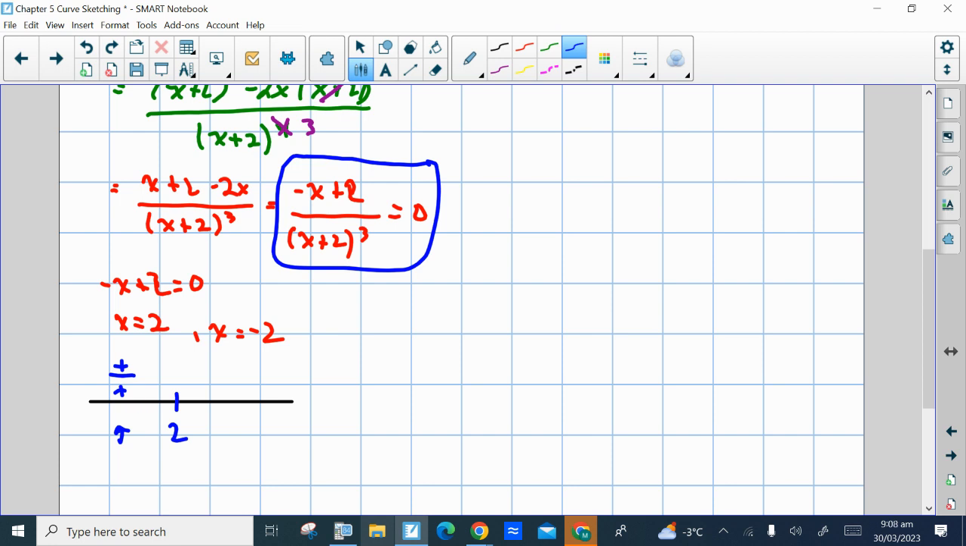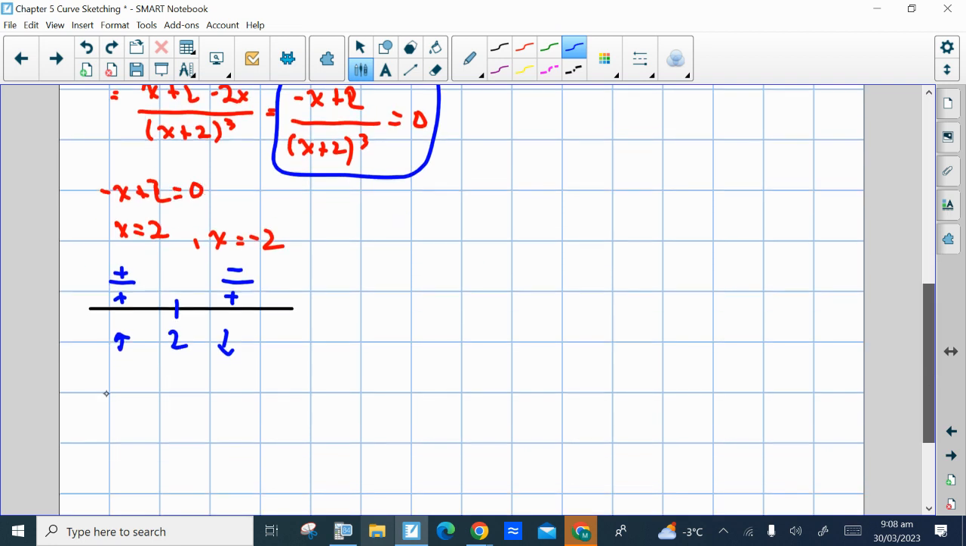When x is greater than 2, a number like 3, the top will be negative. The bottom is still positive, but this is going to give us a decreasing function. So therefore, there is a maximum point at f at 2. And when you let x equal 2, you're going to get a y value, which is quite small. It's going to be 1 over 8.